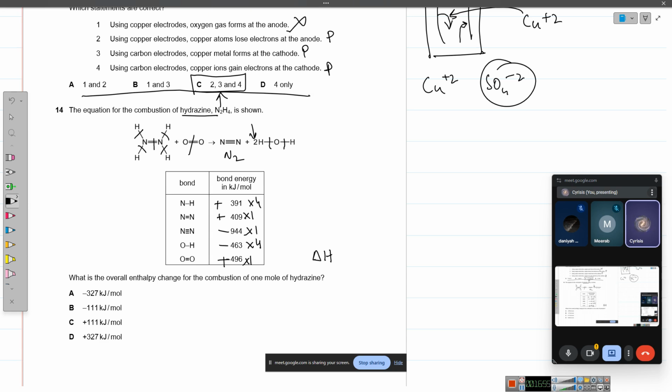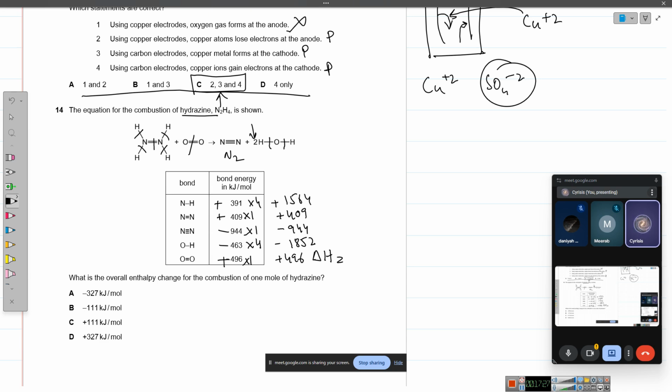So we have 391 multiplied by 4, that is going to be plus 1564. Remember, I always put the symbols over, right? 409, that's going to be plus 409, and then it's going to be plus 496, right? For this one, it's going to be minus 944, right? And then 4 into 463, that's going to be minus 1852, right? So if I sum them up, I can get the value, right?